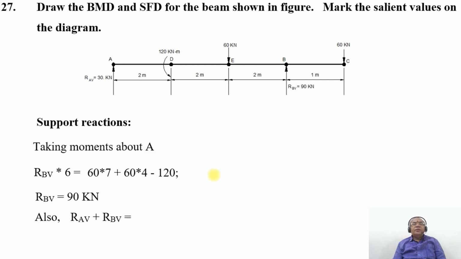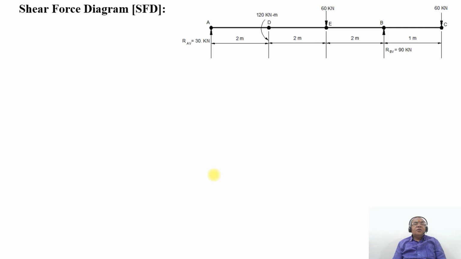And then also we know the sum of the vertical reactions acting upwards will be equal to the sum of the vertical loads acting downwards. So RAV plus 90 will be equal to 60 plus 60. Therefore, RAV will be equal to 120 minus 90, which is 30 kilonewton, acting upwards. Now we are going to consider the shear force diagram.